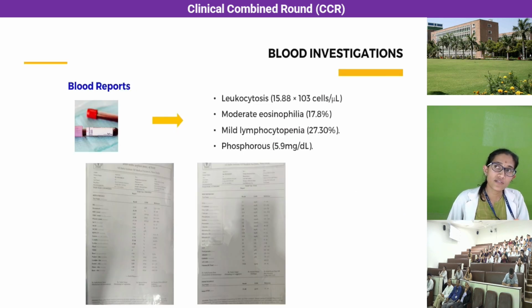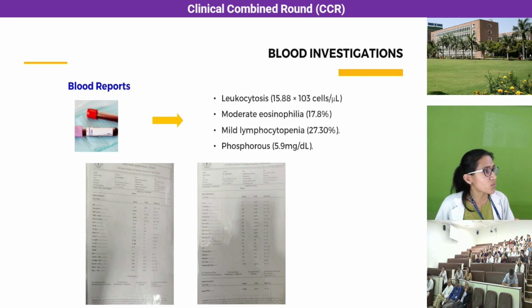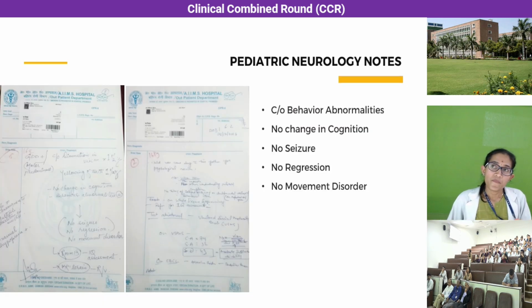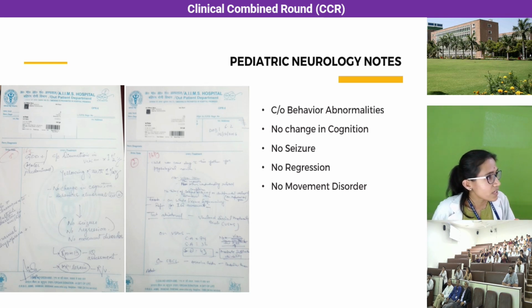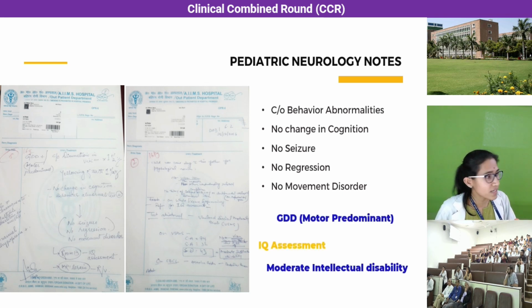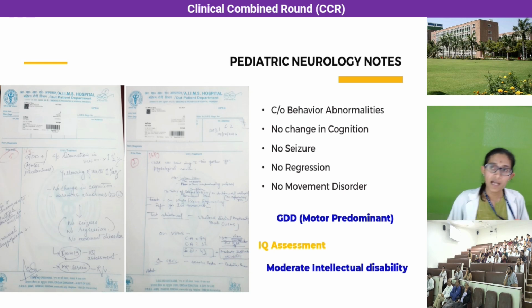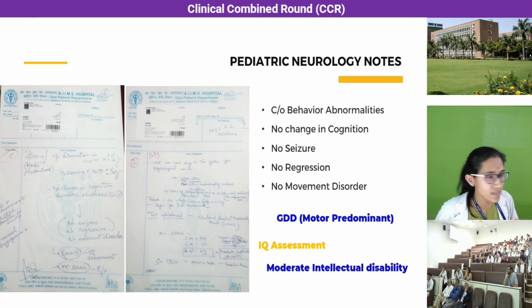The blood investigations revealed a mild leukocytosis and moderate eosinophilia with mild lymphocytopenia, suggestive of a parasitic infection, for which deworming was done. In pediatric neurology, there was a complaint of behavioral abnormalities. They found no change in cognition, no seizures, no regression, and no movement disorder. Tentatively, a global developmental delay with motor predominance was made, and in IQ assessment, the patient was found to have a mild intellectual disability.